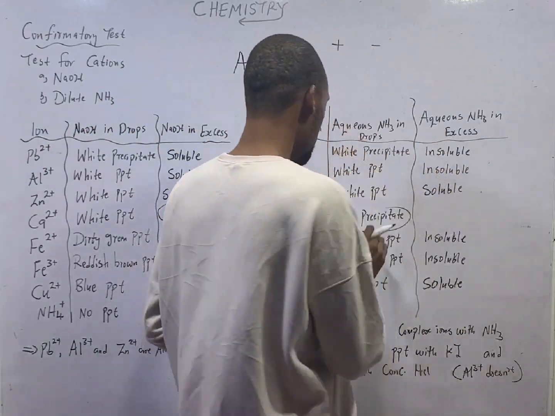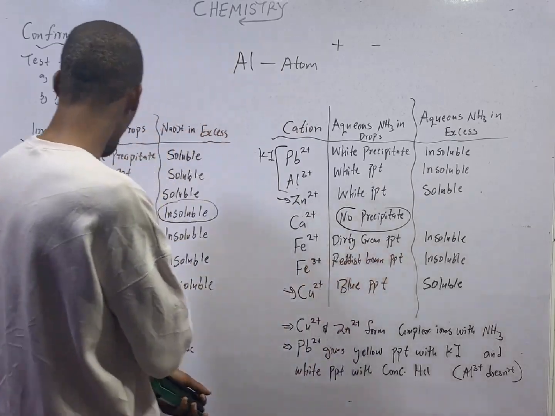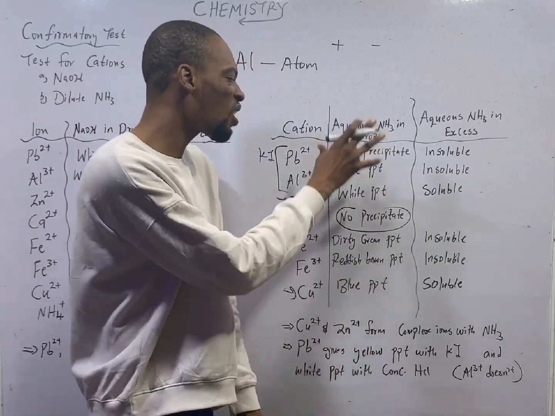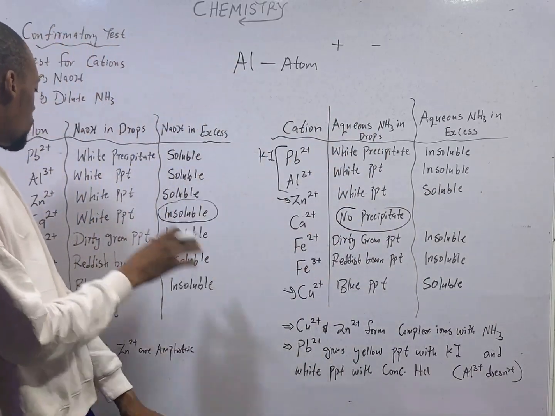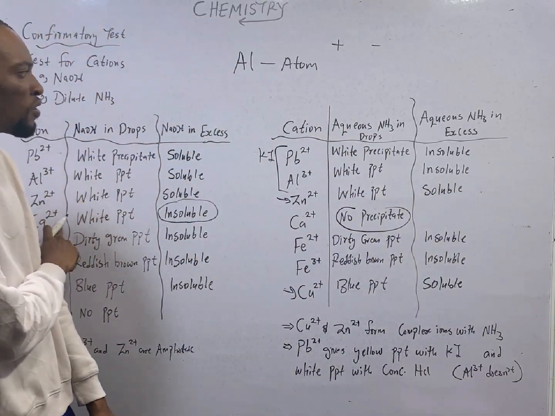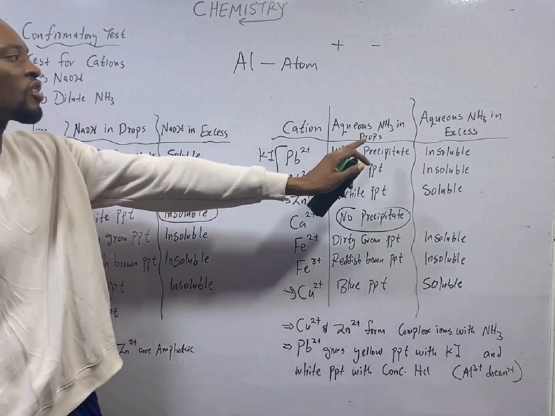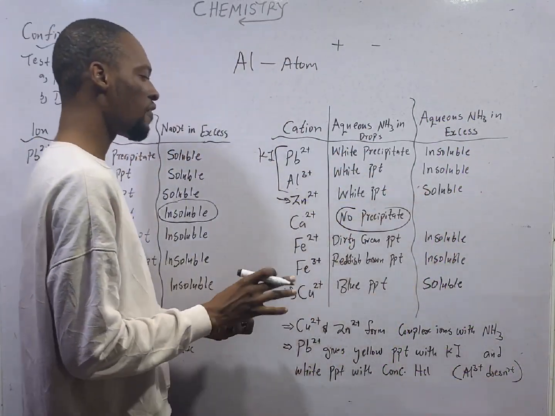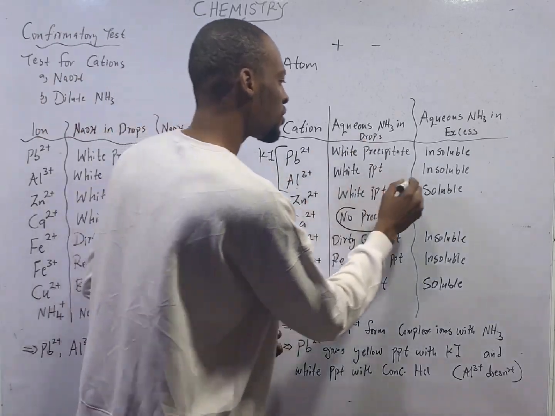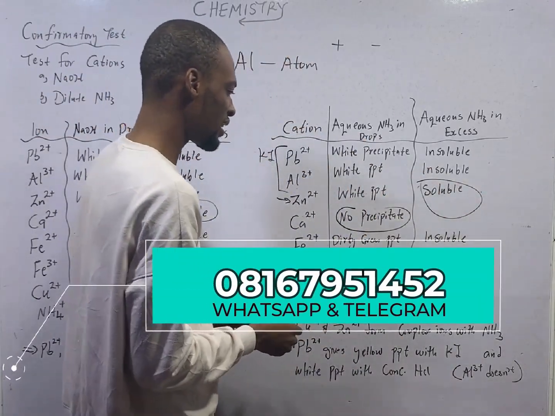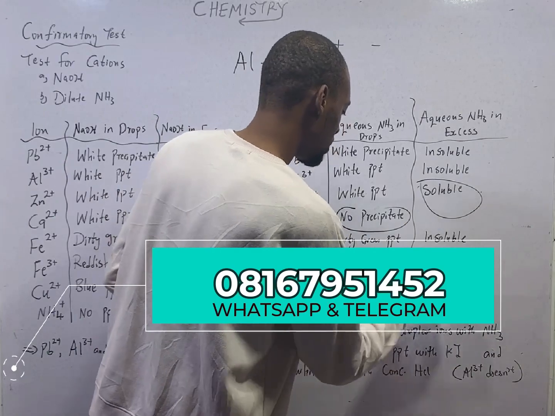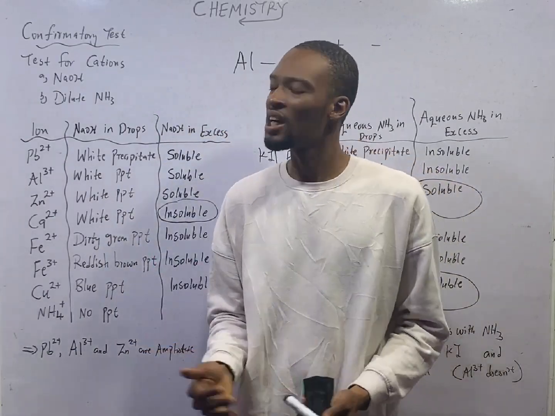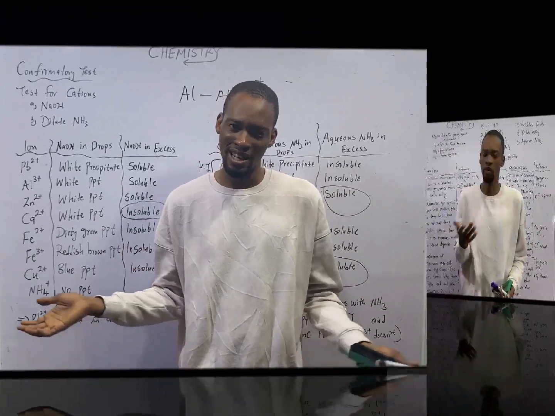Exactly the same thing you have here. That is what you have here for the color. Even copper ion will also give you blue precipitate. The colors are the same except for calcium ion, which does not form precipitate with aqueous ammonia in drops. Then for solubility, they are all insoluble except for zinc ion and copper ion. Ladies and gentlemen, let's look at test for anions, negative ions.